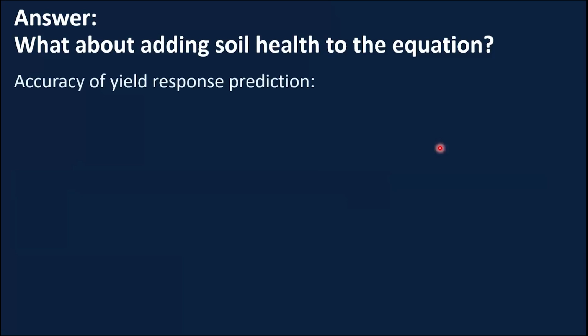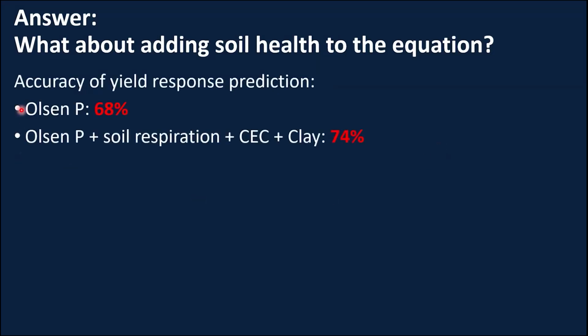So what about adding soil health? We see 68% correct with Olsen P alone, and we increase that to 74% when we use Olsen P, soil respiration, cation exchange capacity, and clay content. And again, this is with the data that we have, and what we're doing now is going forward, we're trying to test this equation.